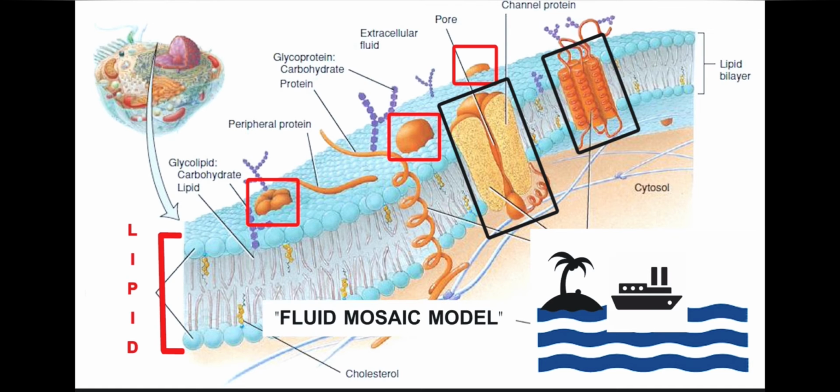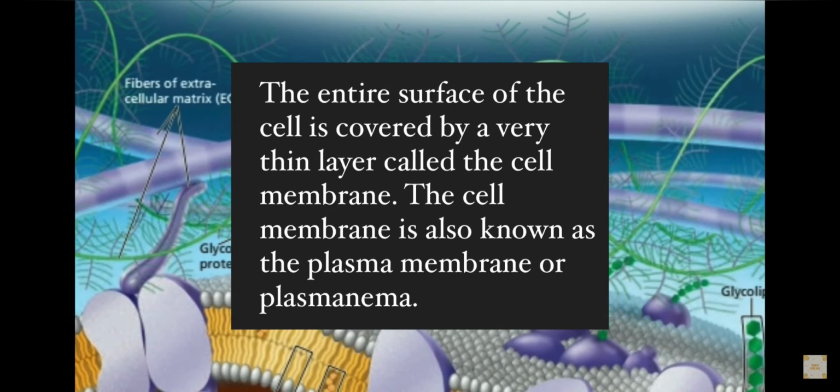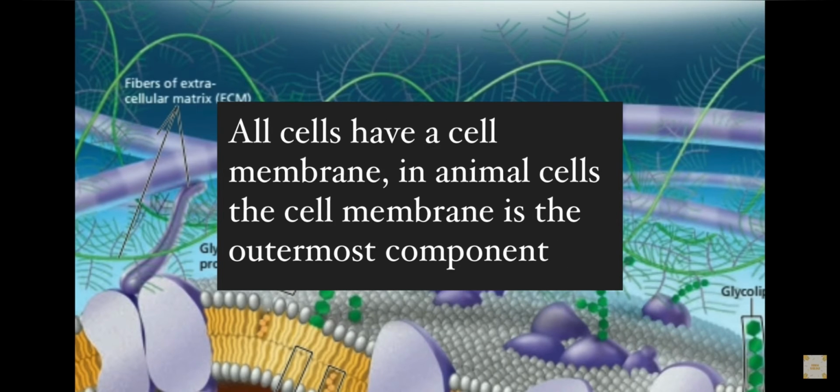The theory that analogizes the plasma membrane as an ocean of lipid containing protein boats and protein islands is called the fluid mosaic model. The entire surface of the cell is covered by a very thin layer called the cell membrane. The cell membrane is also known as the plasma membrane. All cells have a cell membrane. In animal cells, the cell membrane is the outermost component.